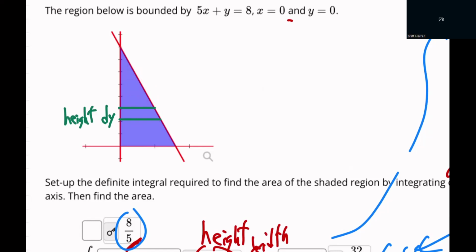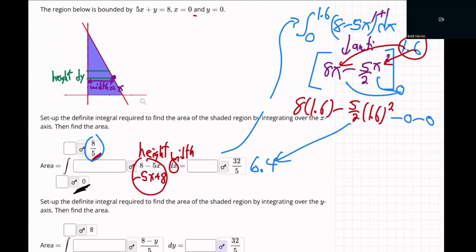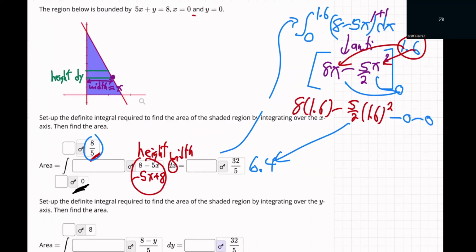So we're gonna come there, and now we need to find what is the width. Well, the width, this is the x coordinate. That's the x coordinate, right? Because that's what it means. Whenever you go from the axis over to the graph, that's called x. A minute ago, we went from the axis up, and that was called y. So that means I need to take this equation, 5x plus y equals 8, and I got to find x.